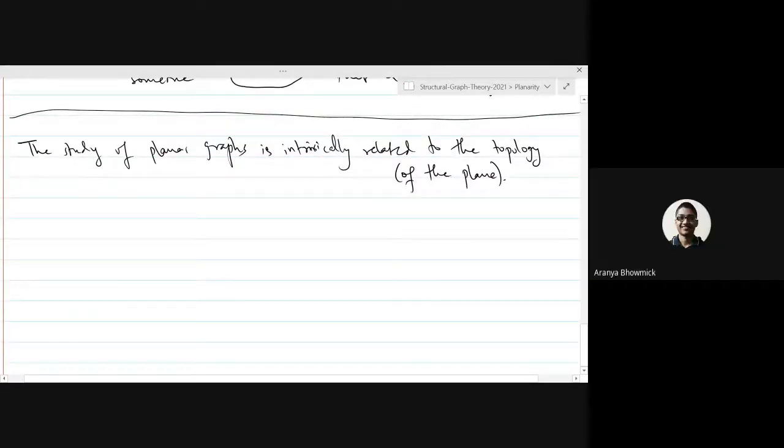Sir, I also have taken a course in topology. Sir, in CMI, topology is a core course. Oh, it's a core course. Okay. Great. All right.